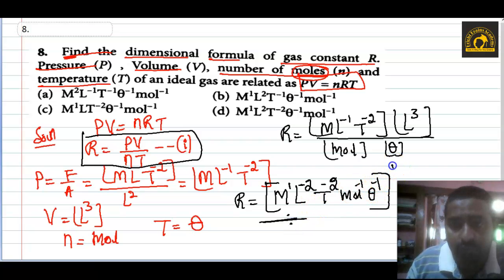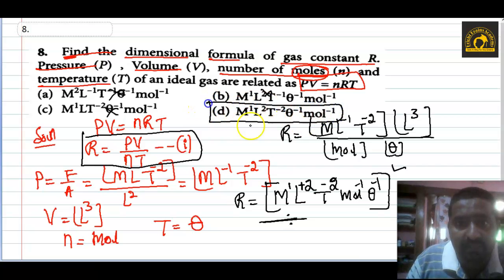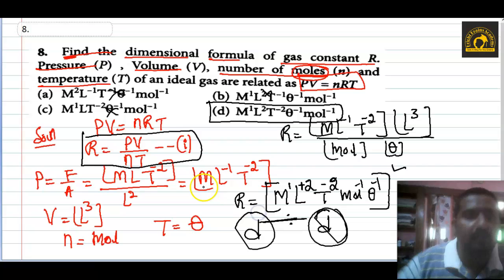So after the solution, let's see which answer is matching for this question. M 1 L plus 2, T minus 2, theta minus 1, mole minus 1. That is matching. Option D is the matching one, so D is the correct answer for this question.